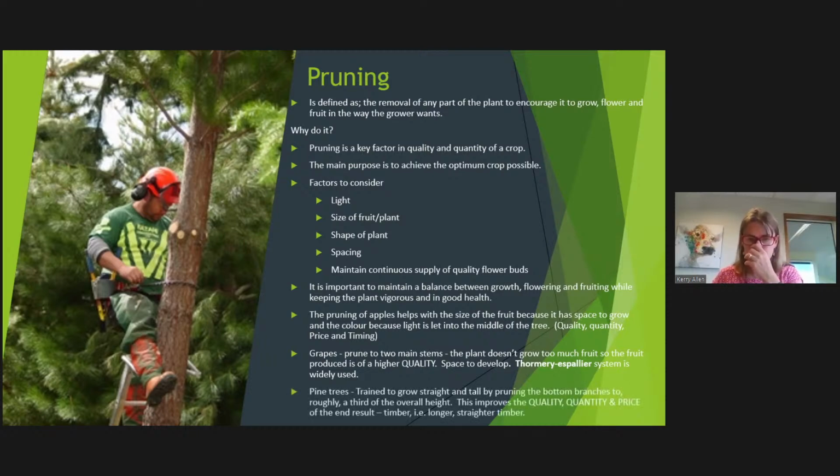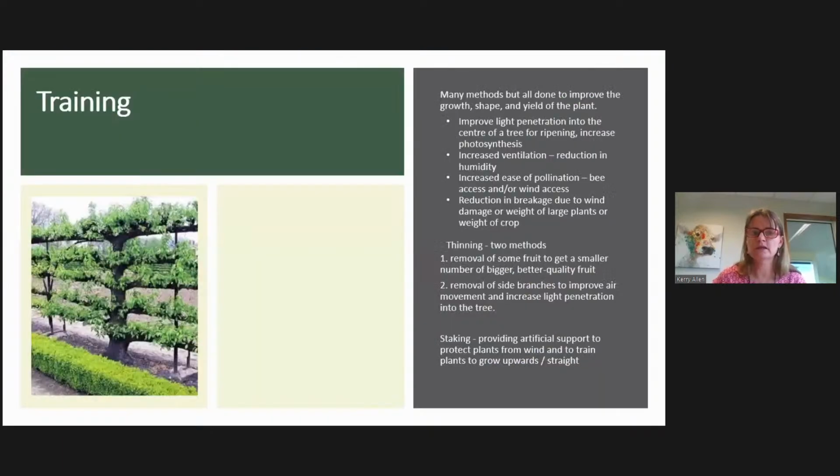Okay, a couple of examples at the bottom there. Grapes you prune to 2 main stems, which usually depends on the system you're using, but that is so the fruit doesn't all grow in one spot, and it allows for higher quality. Pine trees you want to grow straight and tall, as shown in the picture, so you remove the bottom branches. This improves quality and quantity, and therefore you get a better price because your timber is straighter, longer, and has fewer knots.